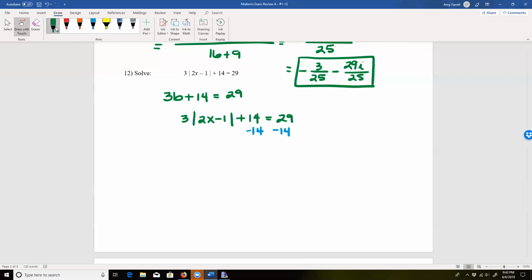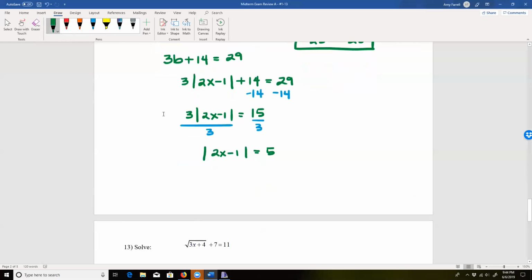And this is going to give us 3 times the absolute value of 2x minus 1 equals 29 minus 14, which would be 15. And then I'm going to divide both sides by 3. We do not want to distribute the 3. We never distribute over absolute value bars. So the absolute value of 2x minus 1 is equal to 5. We're going to get 2 solutions here. Because if the absolute value is equal to 5, it means what's inside the bars could be 5, or what's inside the bars could be negative 5.